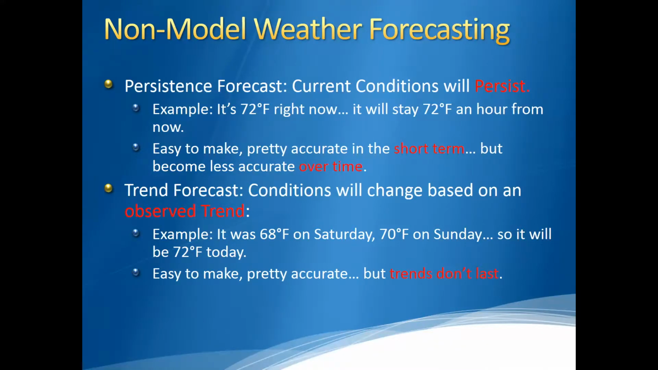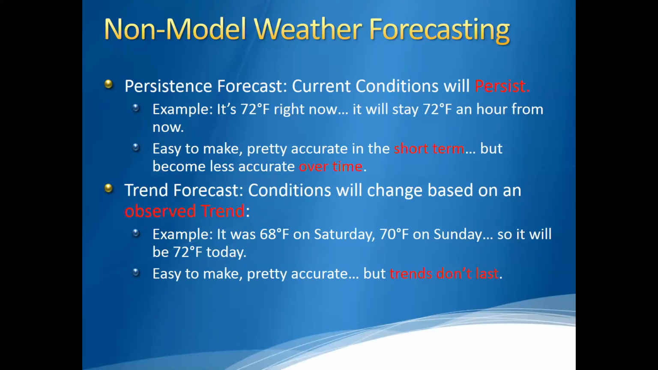So, for example, if it's 72 degrees outside right now, then a persistence forecast is going to say that it'll be 72 degrees an hour from now, or 72 degrees 2 hours from now. Or if it's 72 today, it's going to be 72 tomorrow. Now, these are pretty easy forecasts to make. They're very basic.